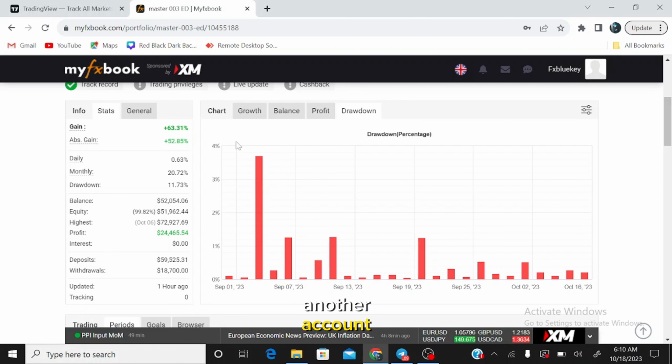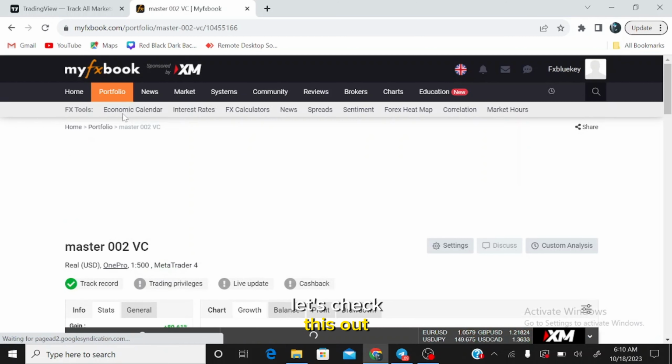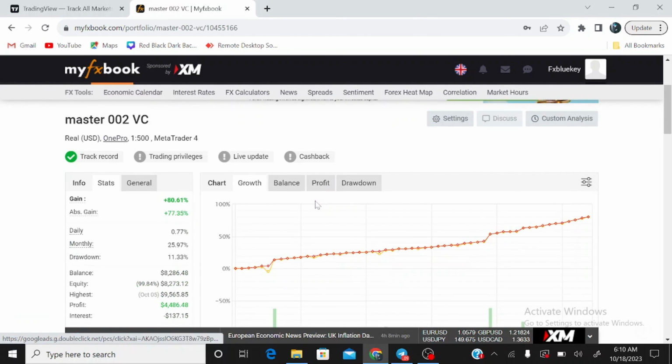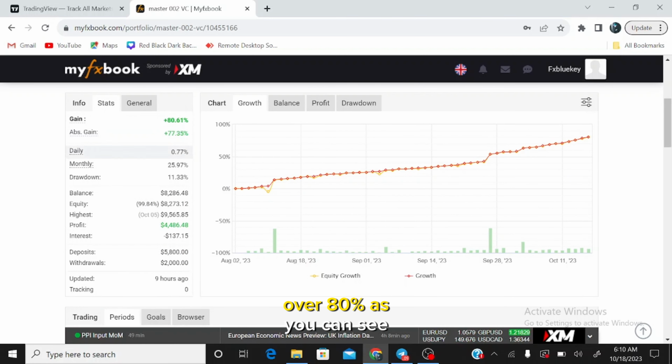So let me show you guys another account. Let's check this out. So this is another account that has made over 80%, as you can see. So look at it, the profit is about 4,400 on this account. The balance is currently at 8,000. And you can see the monthly, this is another super conservative setting, 25%, daily 0.77. Every day it's profit, right? Another drawdown of 11%, you can see, right?